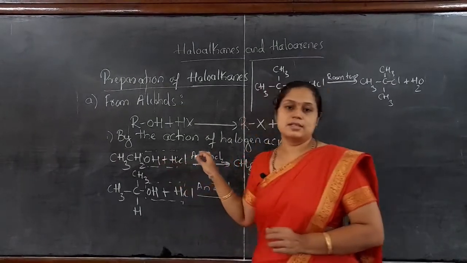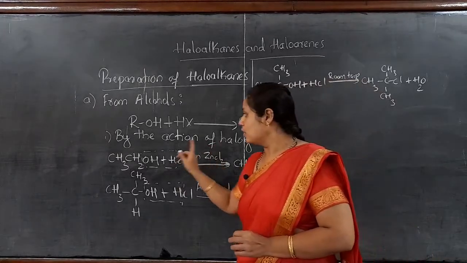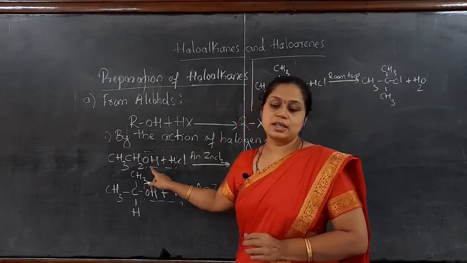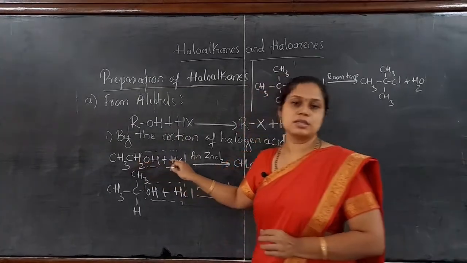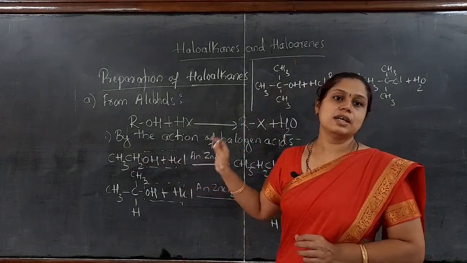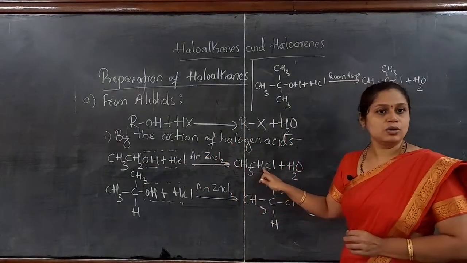The ZnCl2 acts as a catalyst. It is a Lewis acid, so it coordinates with the oxygen and helps in the breakage of the carbon-oxygen bond, and it forms the carbocation, which will give us the haloalkane.